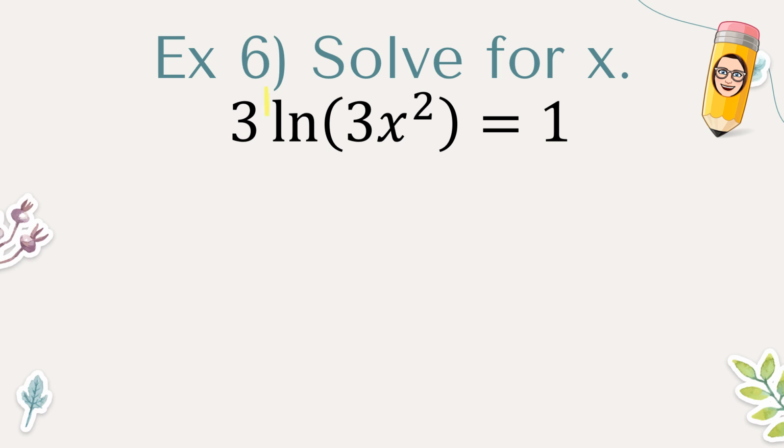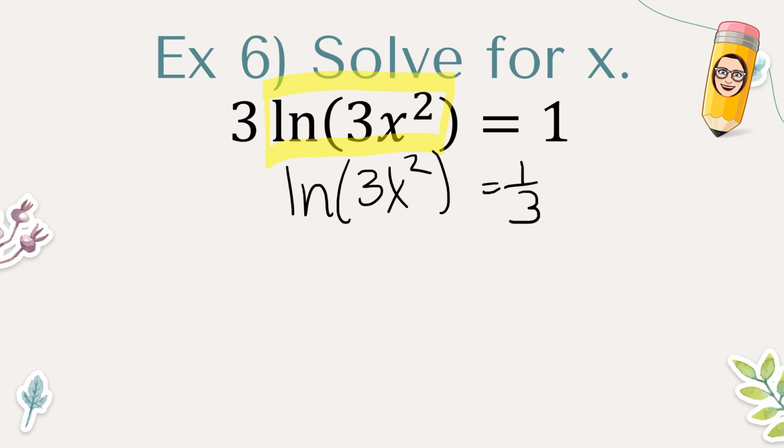We have to isolate our function. So we need to kick that 3 to the other side. So I'm going to rewrite my problem. Okay, let's convert this. Because my x is part of my natural log, I need to convert. The base is e. The answer becomes the exponent.